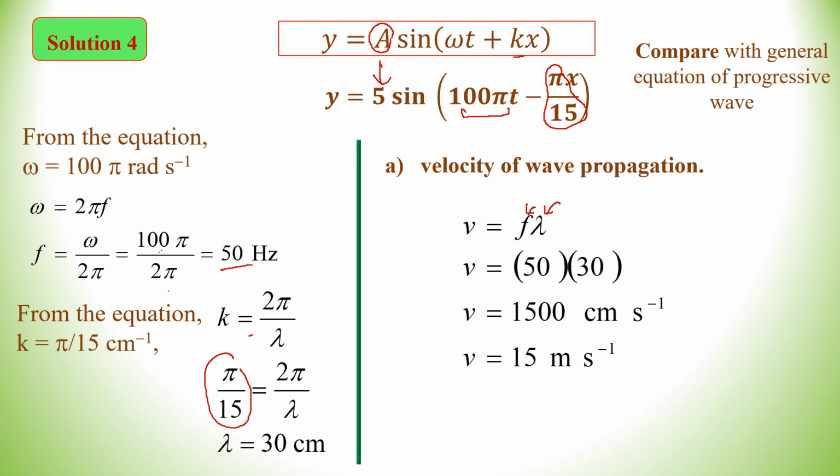Okay, next we want to calculate the velocity of the wave propagation by using the formula v equals to f lambda. Frequency 50 Hz, lambda 30, substitute the values, then we get the answer 1500 cm per second. Okay, so we change to SI unit: 15 meter per second.